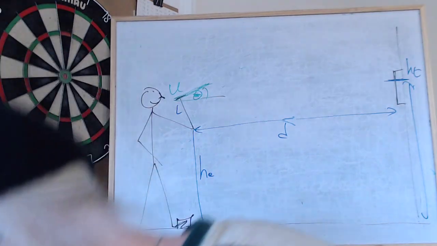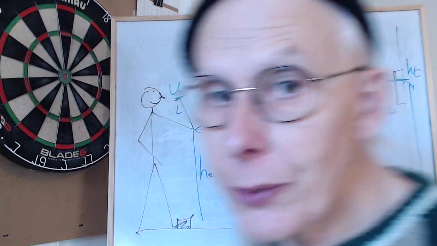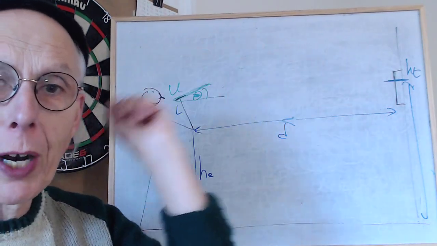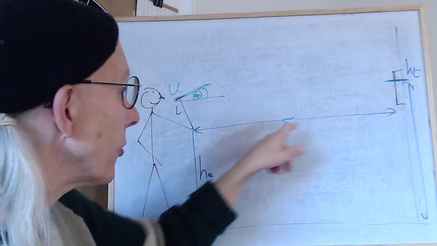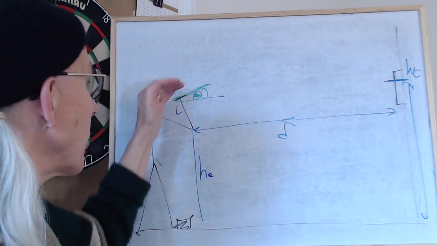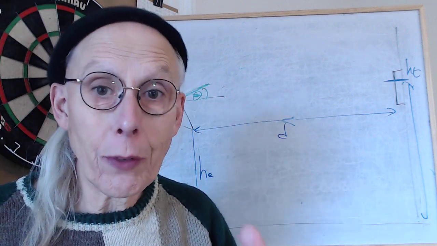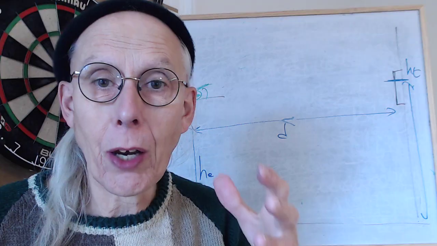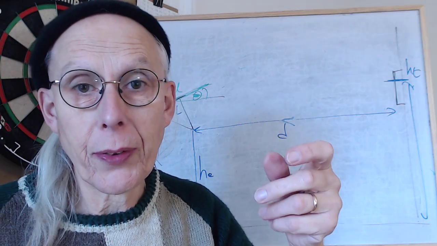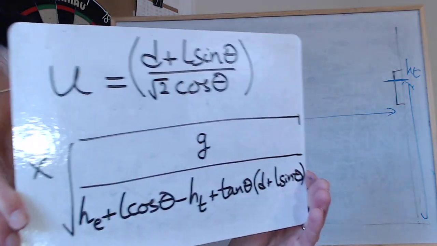So what makes this harder than the cannon situation is, whereas the cannon just has to tilt to change its angle, we move our arm, and that means that we change the distance between the dart and the target as we move our arm, and we also change the height of the dart. So this is a harder problem. You can solve it for the speed of the dart with respect to the angle of release. And I'm just going to show you the result, just to show you that you can do it.